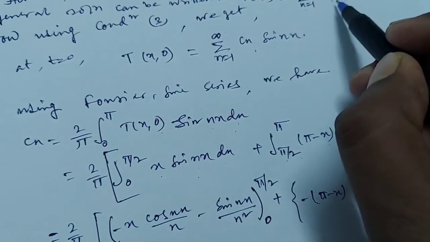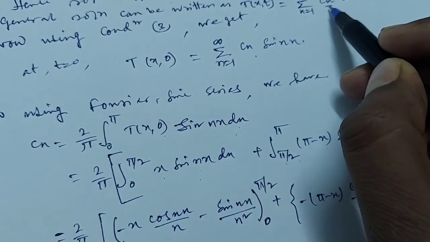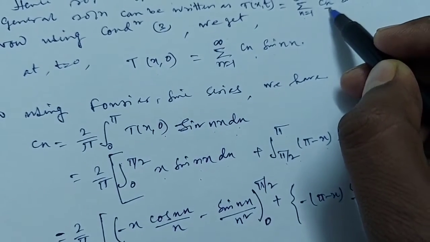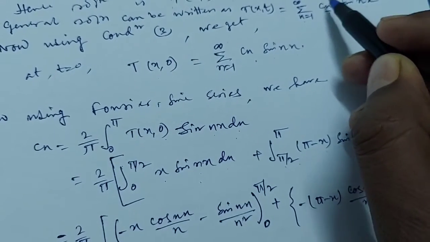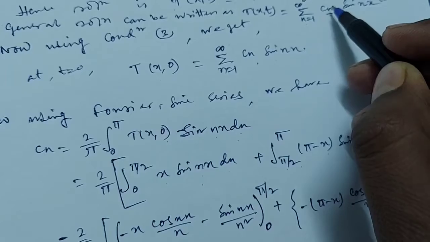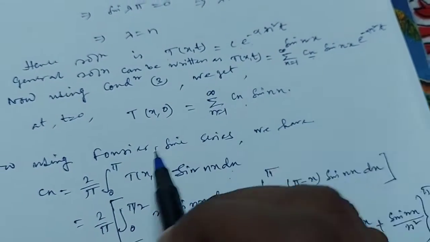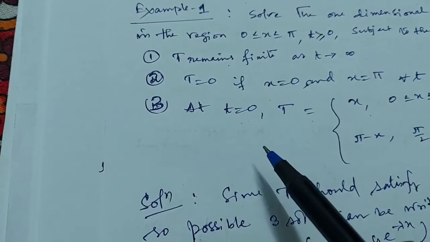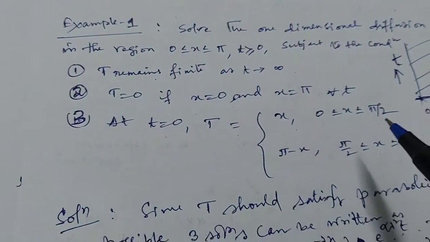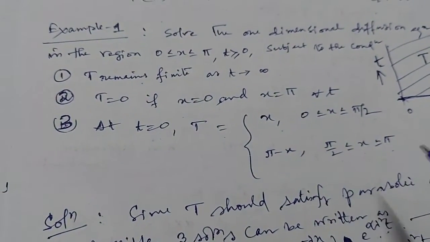Here cn is an arbitrary constant present n times, but we have to remove it because our boundary condition and all other conditions are given. So using these conditions we will remove cn. If we use the third condition, what is the third condition? At t = 0, T is equal to x when 0 ≤ x ≤ π/2, and π − x when π/2 ≤ x ≤ π.